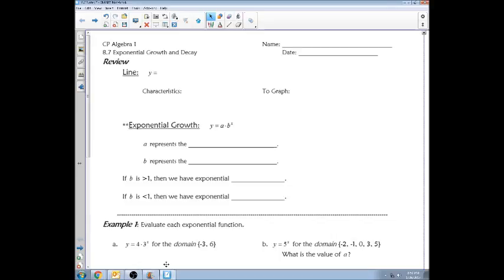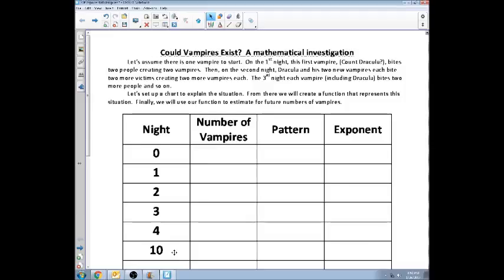This lesson is for my Algebra 1 class. It is 8.7, Exponential Growth and Decay. Before we actually get into the lesson, let's take a look at a mathematical investigation. What we're going to investigate is, could vampires actually exist?